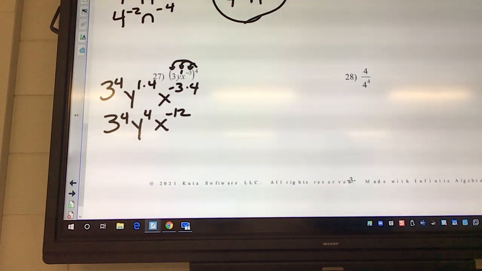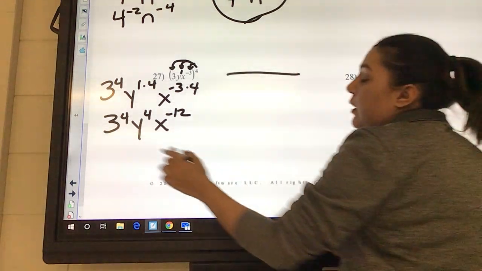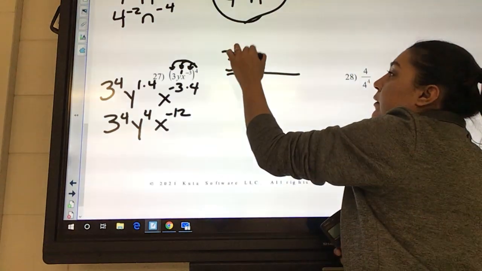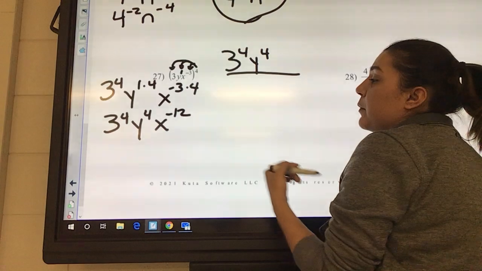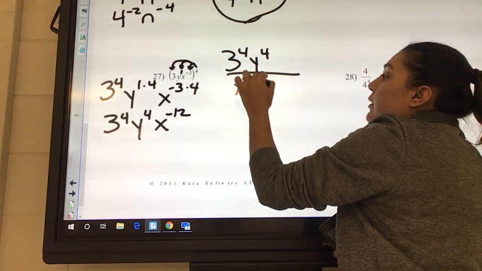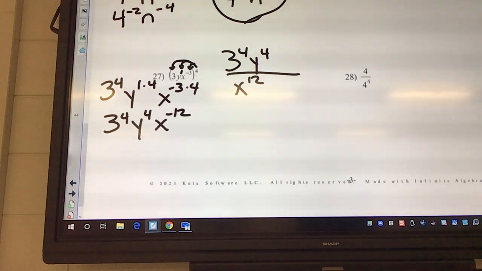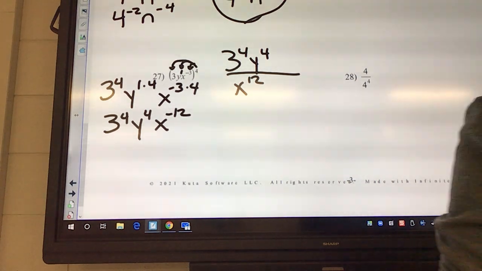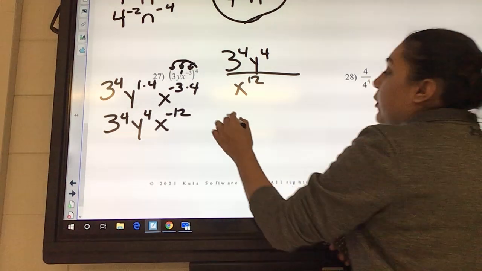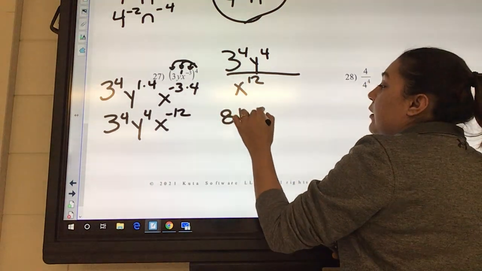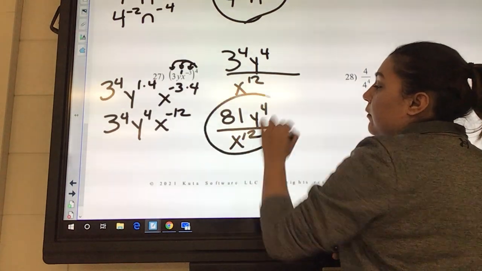We've simplified everything as much as we can, so we draw our bar and put the stuff where it needs to go. 3 to the 4 stays on top, y to the 4 stays on top, x to the 12 needs to go on the bottom. Your very last step is always to figure out what that number is. What is 3 to the 4th power? It's 81. So it's just going to be 81, y to the 4, x to the 12.